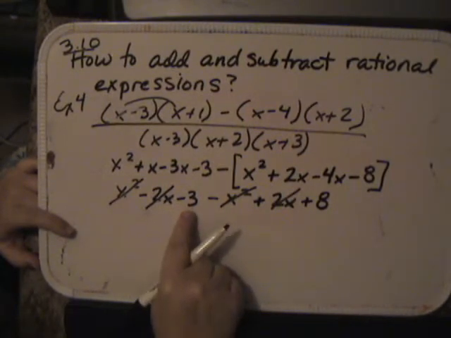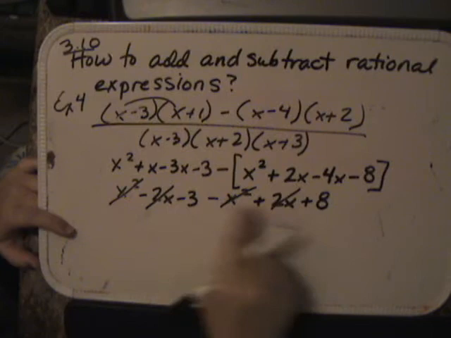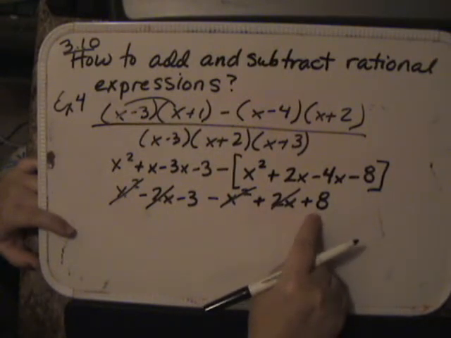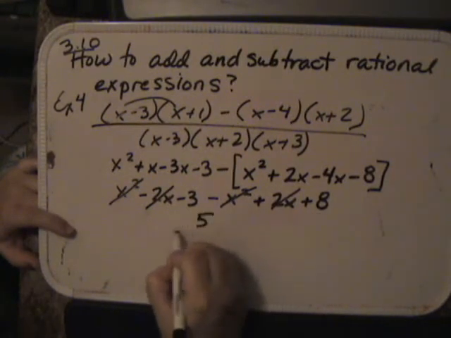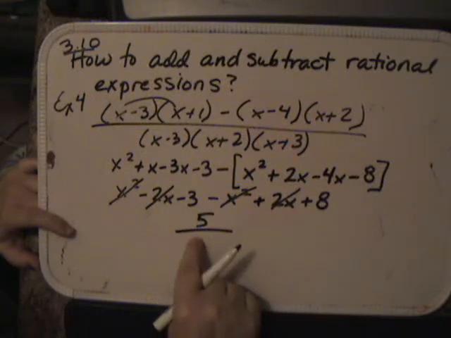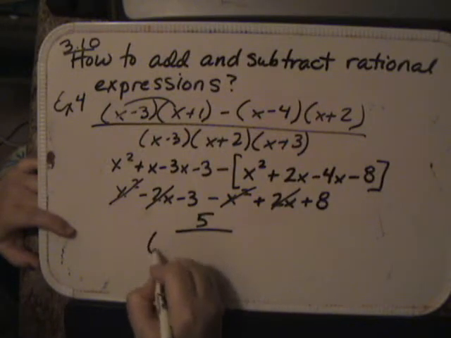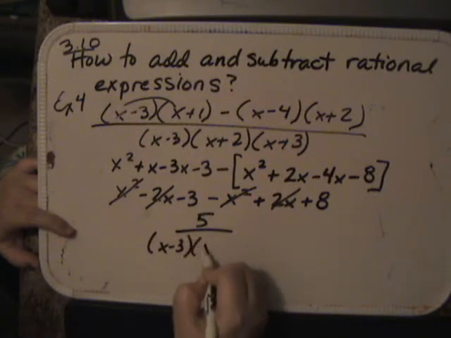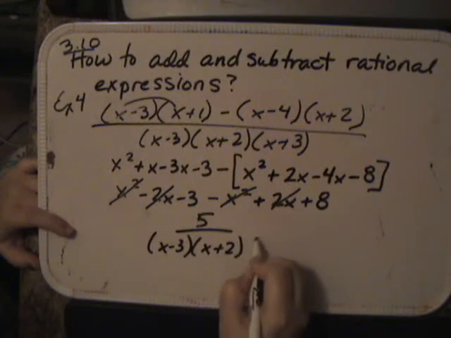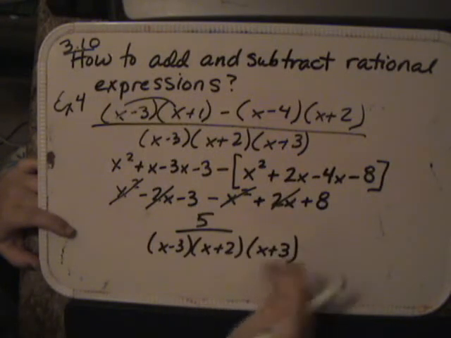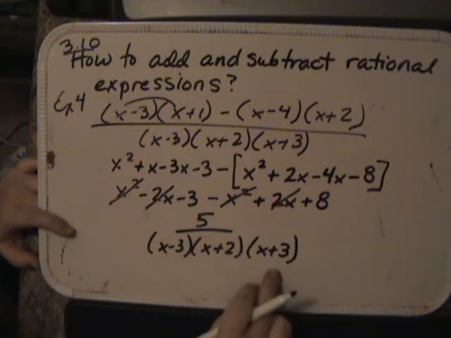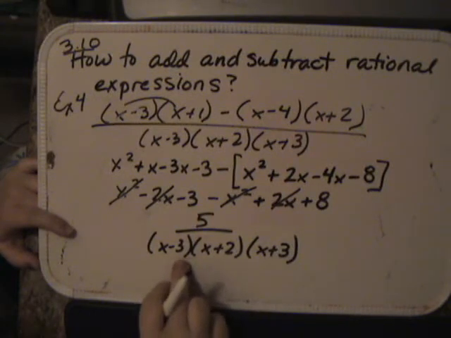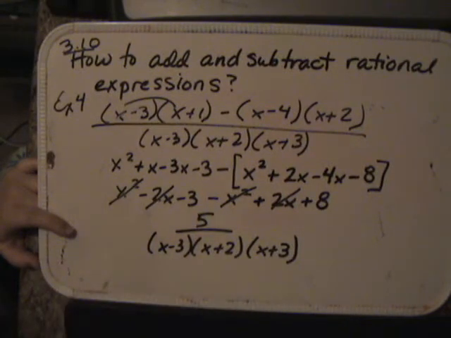And then I have a 3, a negative 3, and a positive 8, so that's going to become a 5. So we actually end up with 5 over x minus 3, x plus 2, and x plus 3. Now, you do not have to distribute all of this out. You might have on the test.